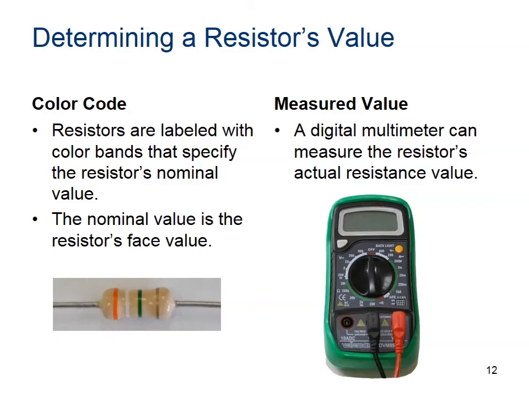My favorite way is to just use a multimeter, and there is a separate presentation on how to use multimeters where we'll go over that. But for now, let's get back to the color code. All of the different colors and the number of bands mean something. So let's take a look at what those mean.